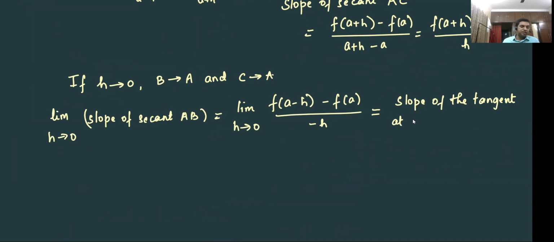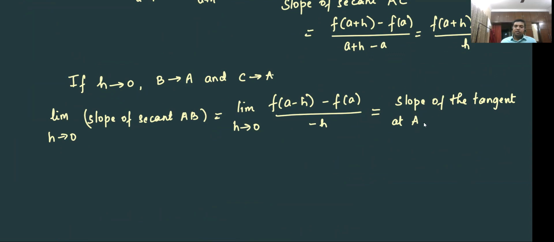at A. So tangent is a line that touches the curve at one point. That is the very raw definition. But actually, tangent is the limiting position of a secant when one point moves towards the other point. So this is the slope of the tangent at A.